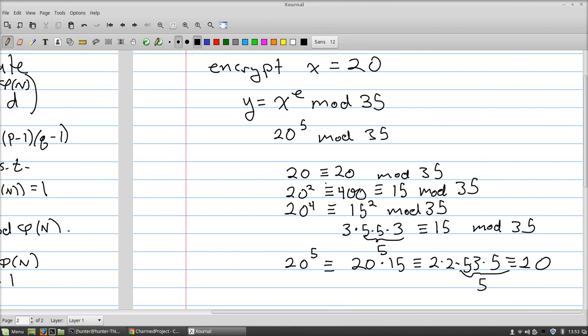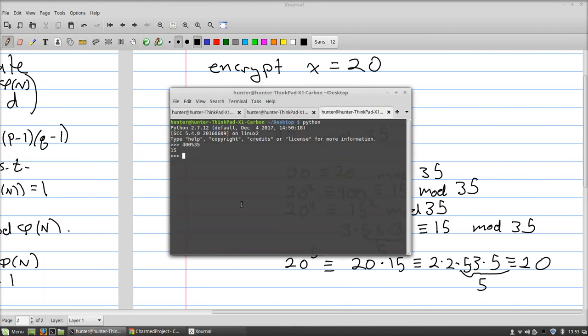All right, and after all that, I don't want to have made a mistake, so I'm going to check my work using the calculator here. So 20, sorry, I'm getting a phone call. 20 to the 5th power.